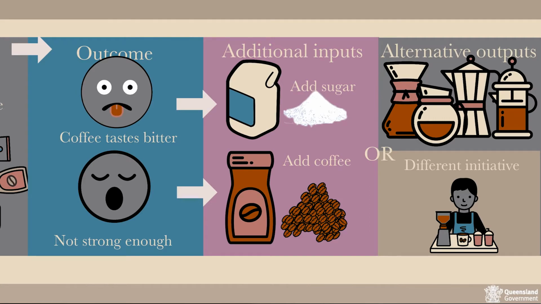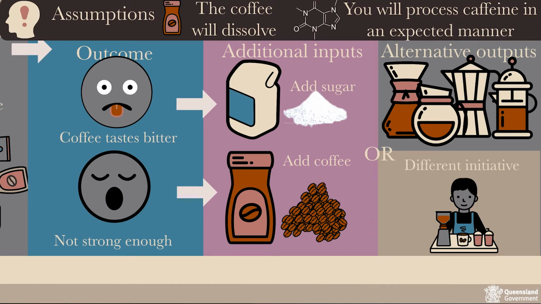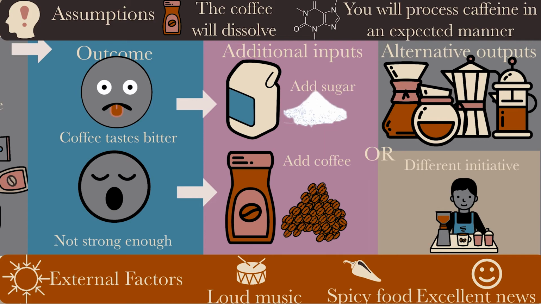Now let's consider the assumptions implicit in this initiative. For example, we assume that the coffee will dissolve in the boiling water. We also assume that you will process caffeine in an expected manner. We also need to consider the external factors that may have unmeasured influence upon our program logic. For example, after drinking the coffee, you may feel more alert and awake, but this may not be attributable solely to our initiative. You may also have listened to some loud music, eaten some spicy food, or received some excellent news, all of which can contribute to feelings of alertness and wakefulness.